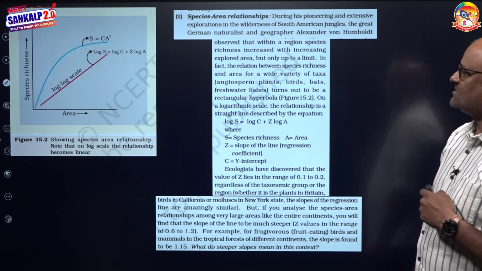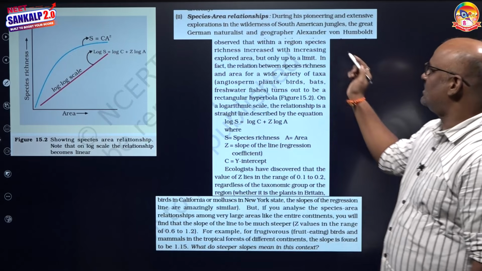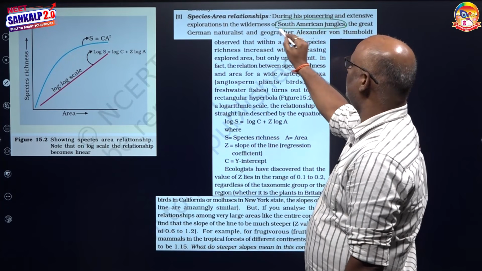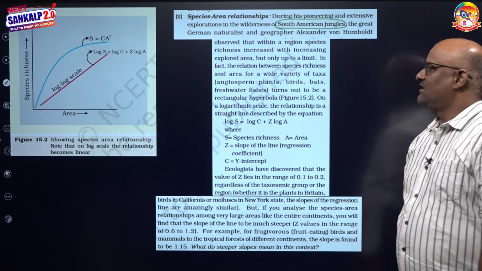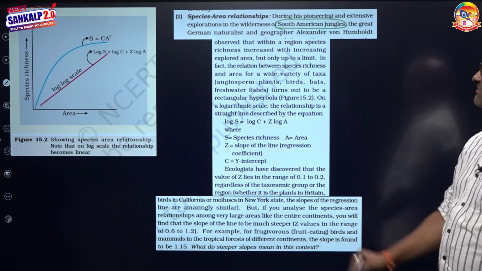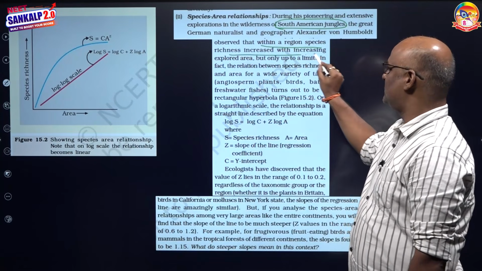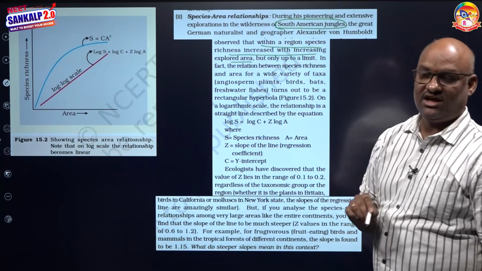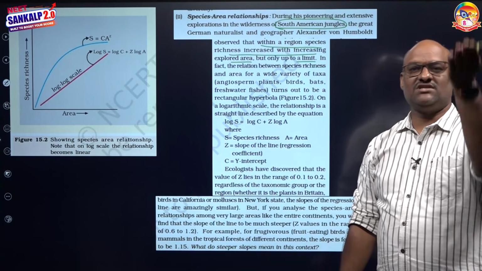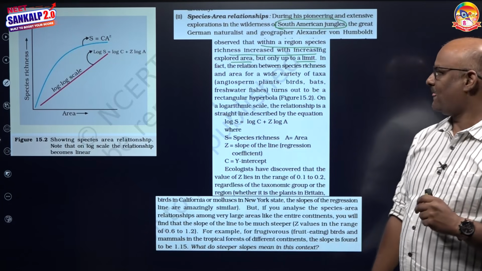Now, the next is species area relationships. This was given by Alexander von Humboldt when he was wandering in the South American jungles. He observed that within a region, species richness increases with increase in explored area, but only up to a limit. As the explored area increases, species richness also increases, but only up to a certain limit.